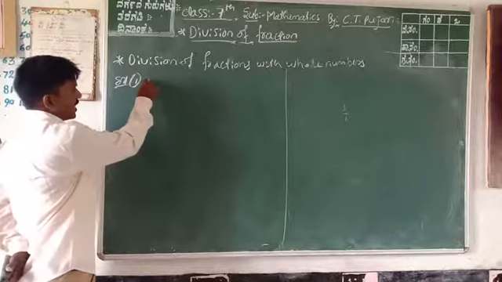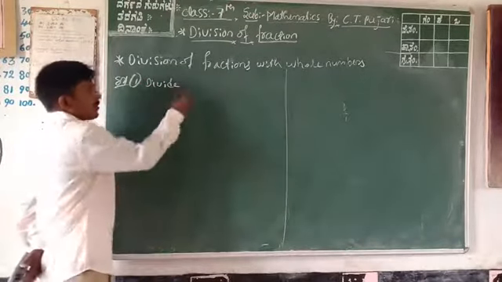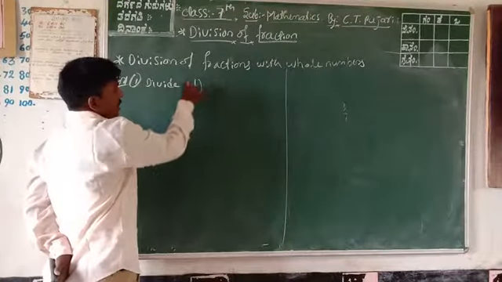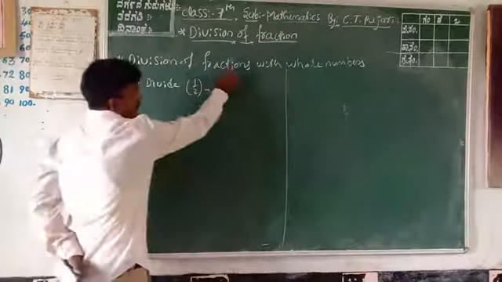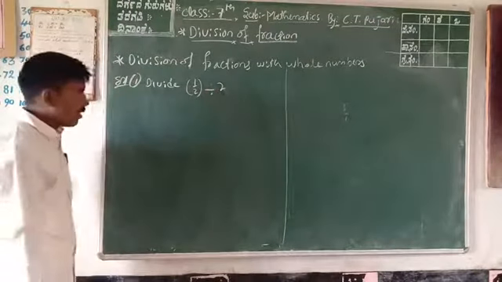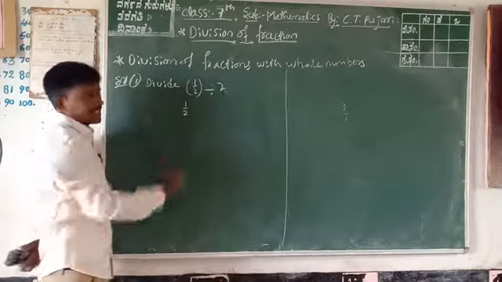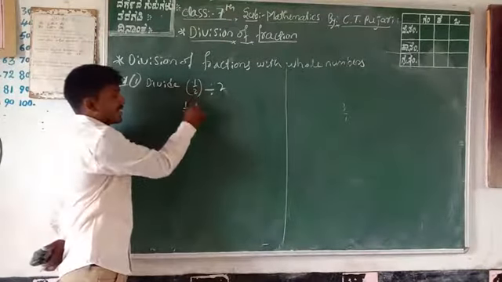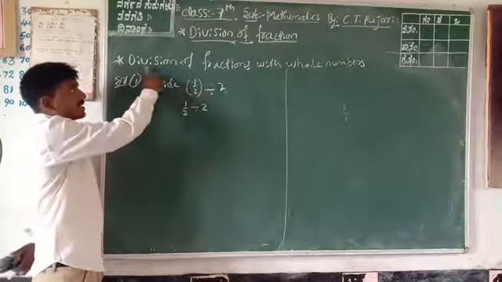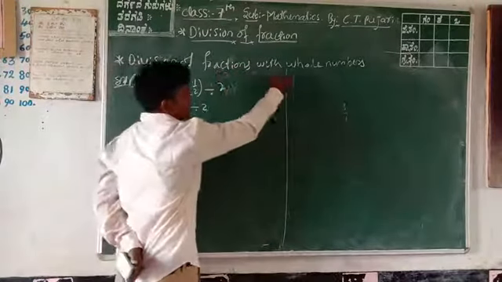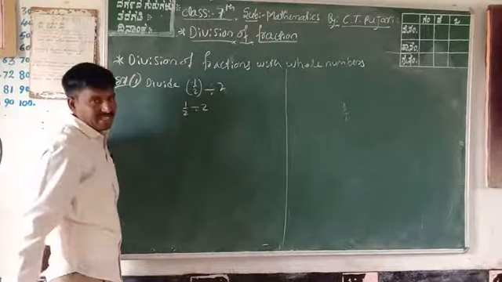Directly divide 1 by 2 divided by 2. How to simplify this one? 1 by 2 is the fraction, the sign is division, and 2 is a whole number. The main heading is division of fractions with whole number: 1 by 2 is the fraction, divided by the whole number 2.